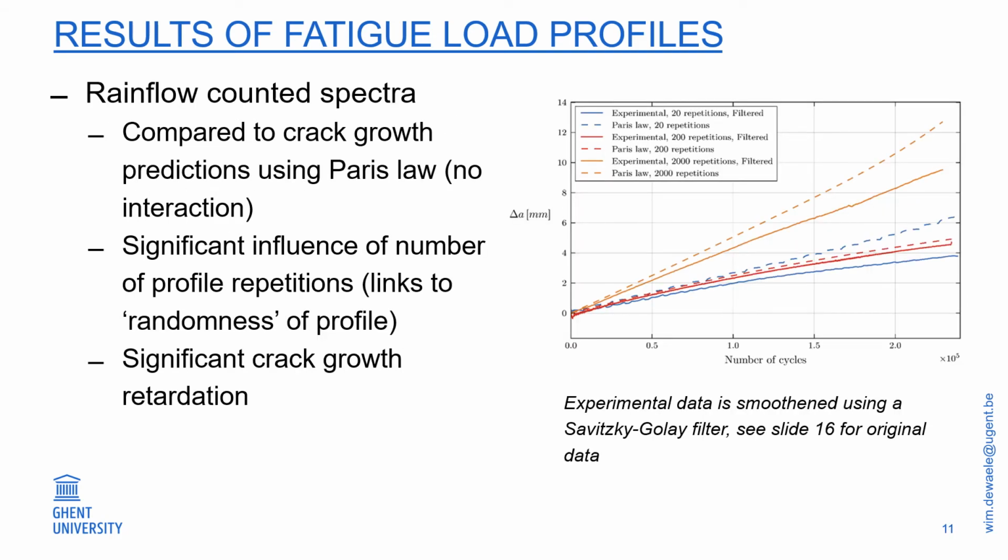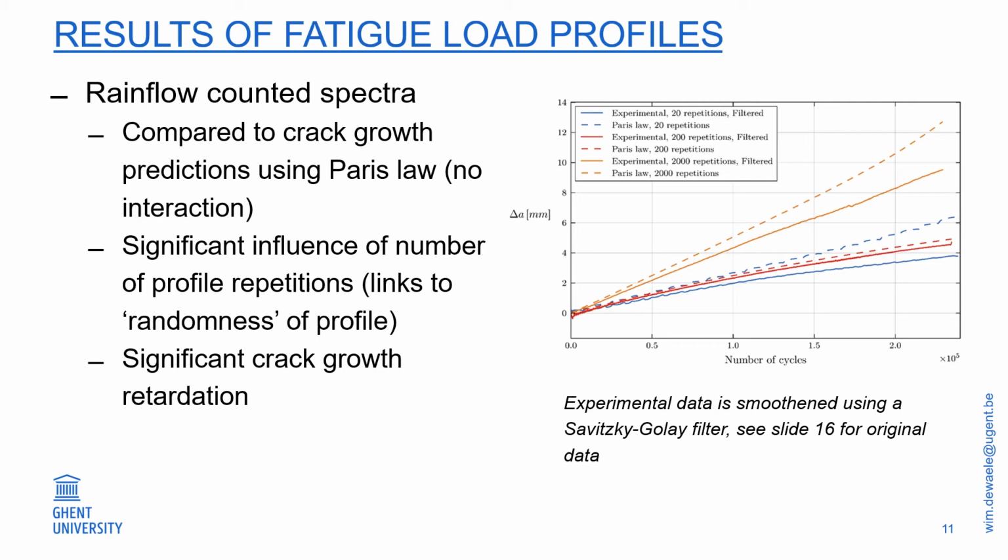Let's have a look at the Rainflow counted spectra. In these spectra, what you see on the graph in full line is the experimental value. In dashed line, there is the prediction based on calculations using the very conventional Paris law. Again, you see that the larger the number of repetitions, the higher the amount of fatigue crack growth will be. But you also see that there is quite a difference between the experimental values and the predictions based on the Paris law, which is not surprising.